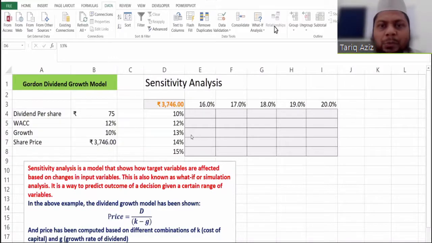And today we are going to take up a new topic, that is sensitivity analysis, and how we can model sensitivity analysis in Excel or in any spreadsheet model, spreadsheet software.